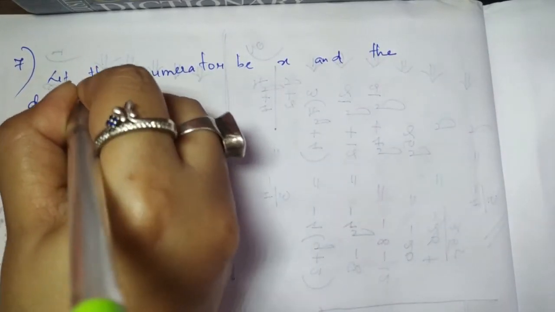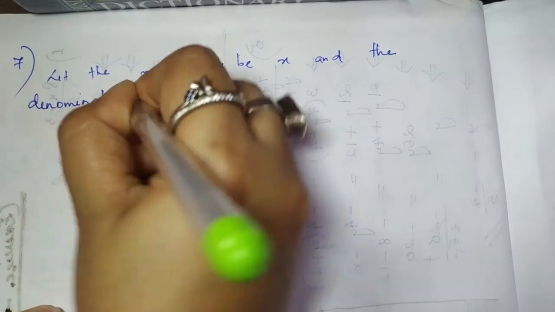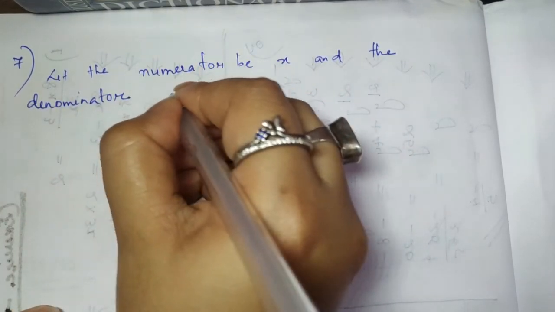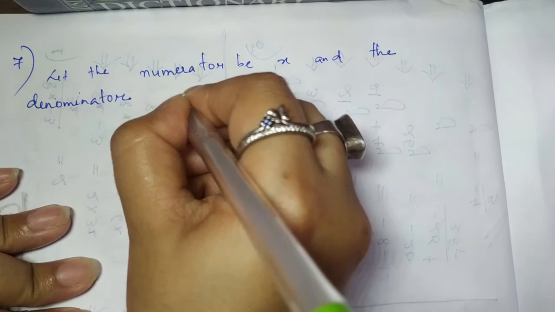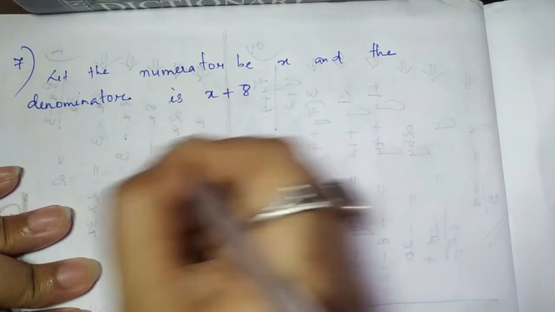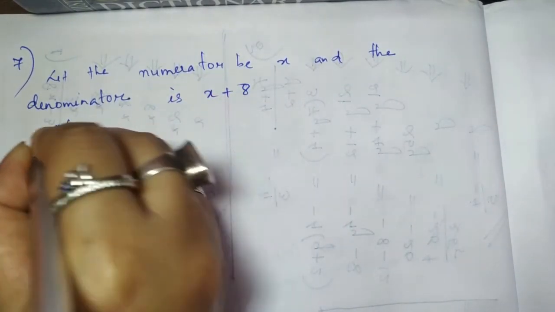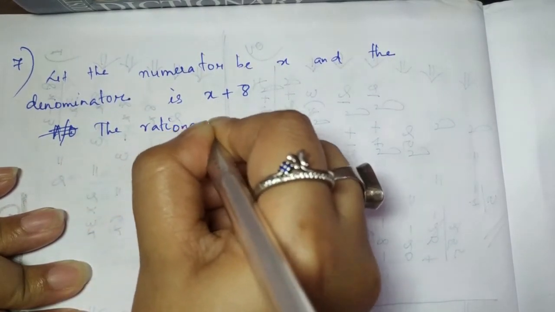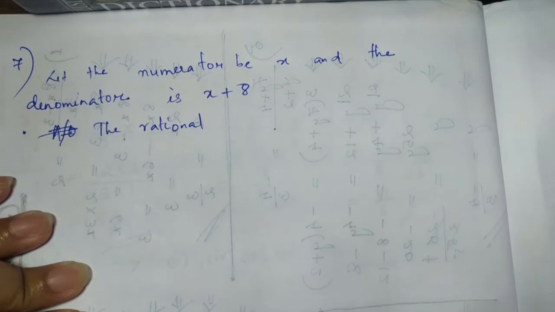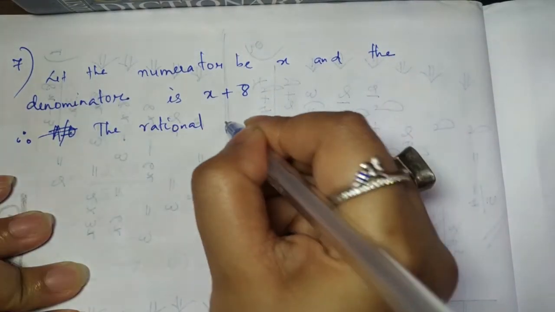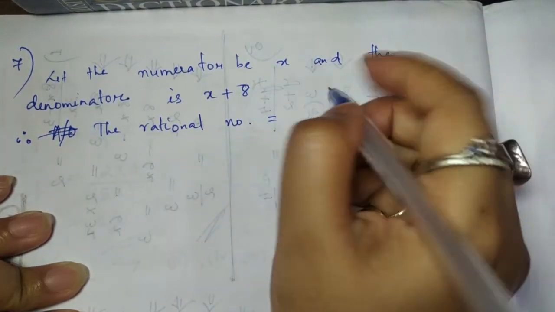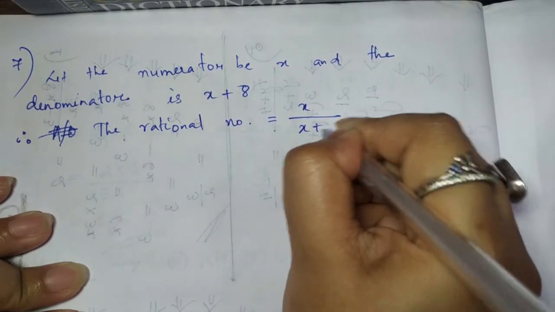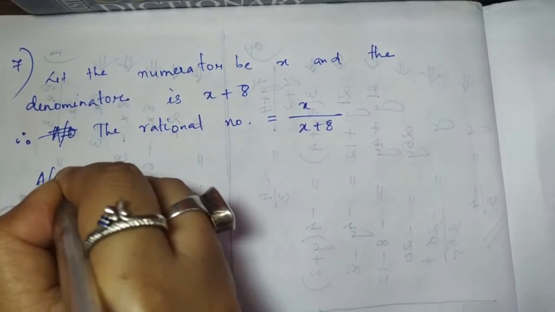So let the numerator, because it's smaller, be x, and the denominator will be how much? It's greater by 8, so the denominator is x plus 8. Now according to the question, the rational number will look like what? Therefore the rational number is equal to x over x plus 8: the numerator is x, the denominator is x plus 8.